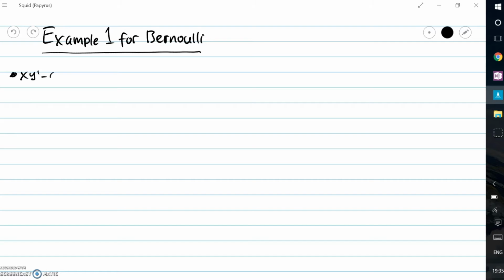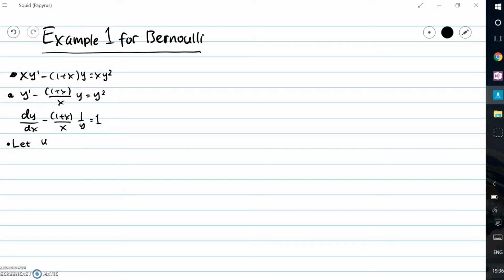Here's the first example of how we can use Bernoulli. Remember, the first step is to isolate the y prime, so divide both sides by x. Then we divide the right side by y to the power of n, which is y squared in this question. Now we can let u equal y to the power of 1 minus n. So u is 1 over y. Remember to also calculate du over dx.